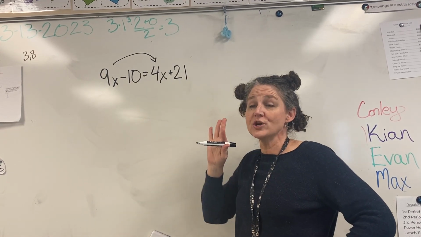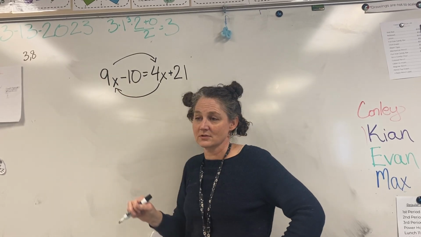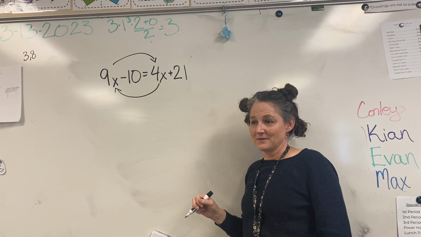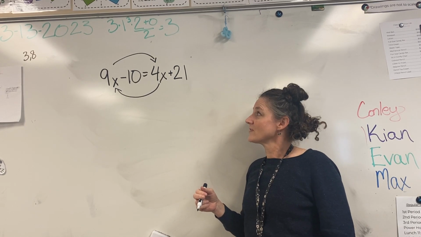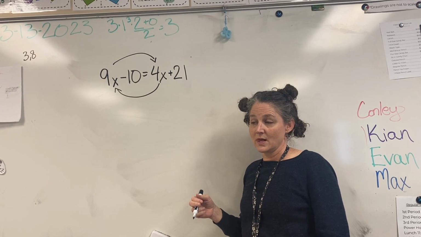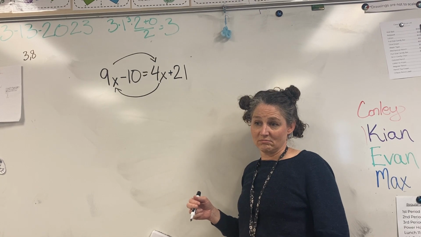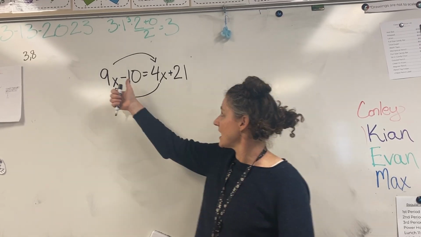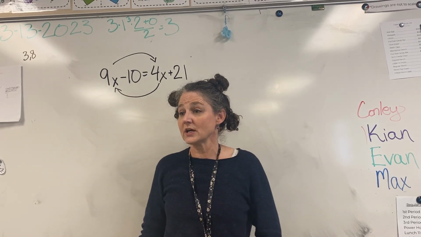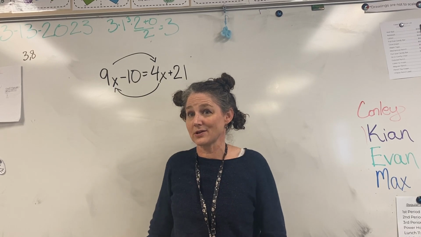Could you, though, get the 4x over with the 9x? Yeah. I don't want to. Why don't you want to? I don't want to do it backwards. From a mathematical perspective, does it matter which direction you go? No. Is one way going to be easier than the other way? Maybe actually. So we could take the 9x to the right, or we could take the 4x to the left. Brooklyn passionately wants to take the 9x to the right. Does anybody really want to take the 4x to the left?